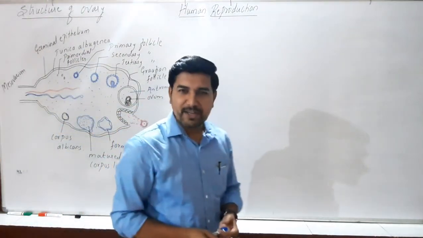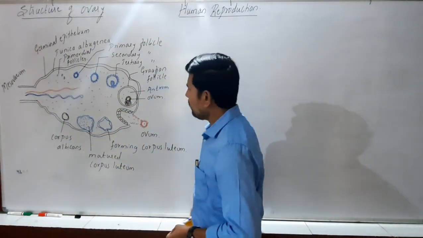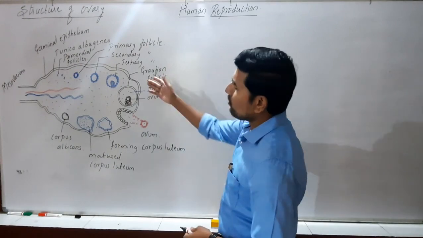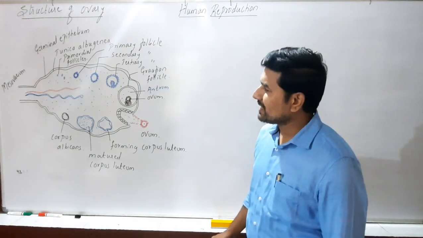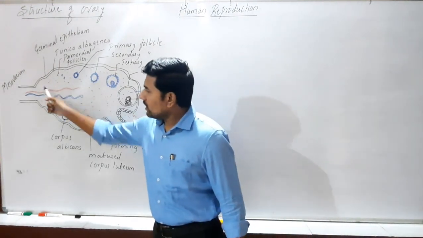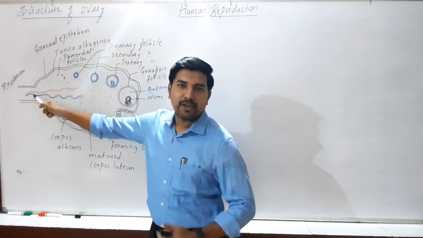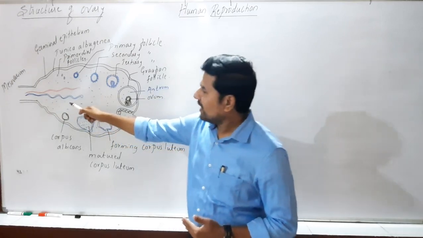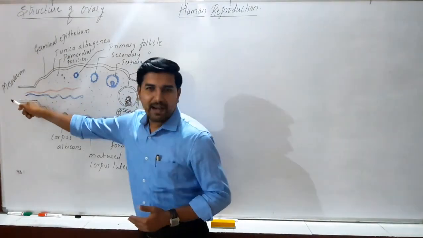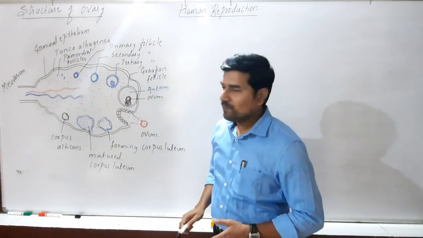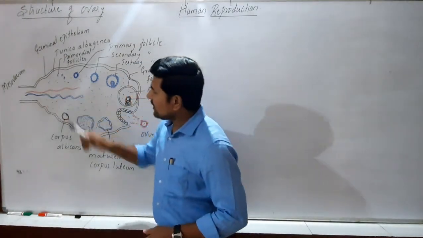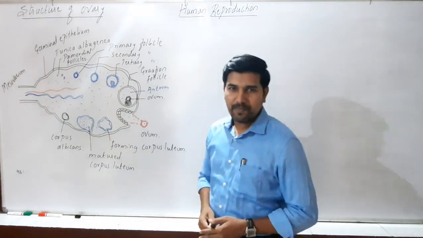Okay, now look at the structure of the human ovary here. In the human ovary, in its sectional view, what are the parts that we see here? First, the ovary is attached to the outer wall of the uterus with the help of ligaments, and this part is said to be the mesovarium, and here it is supplied with blood vessels.